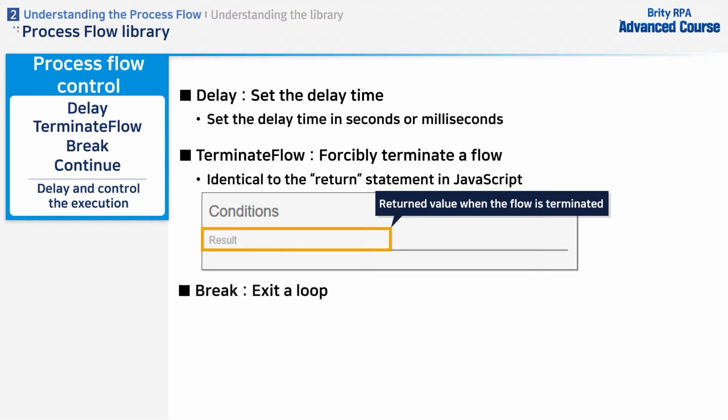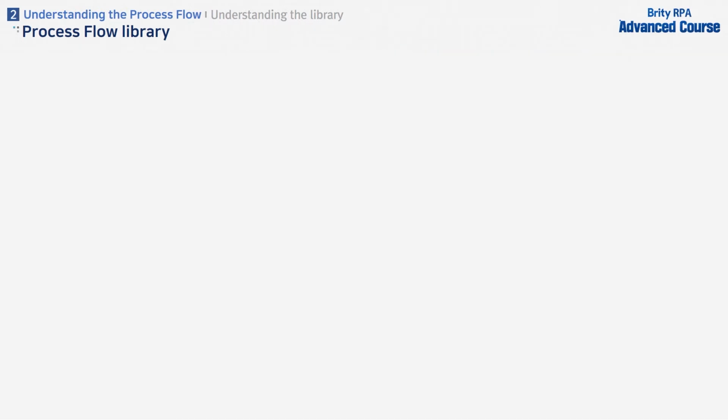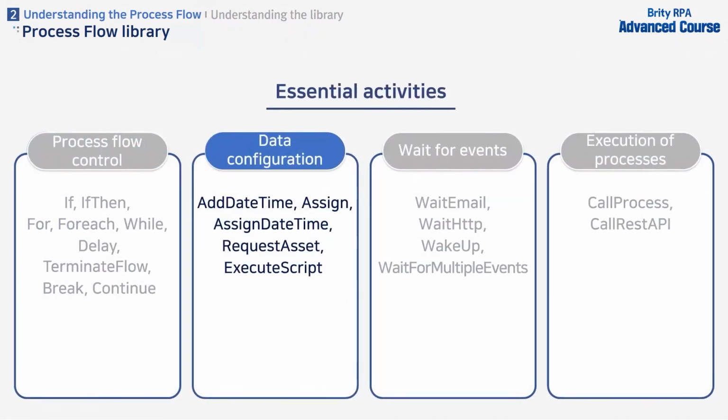The break activity is used to exit a loop generated by for and while activities at the time specified by the user. And the continue activity is used to enter the next loop cycle within the loop at the time specified by the user. Next, let's take a look at the activities related to data configuration.